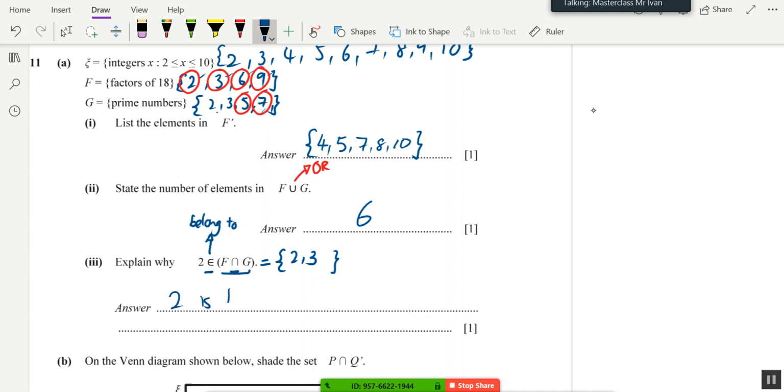2 is both a prime number and a factor of 18. Understand? So if you can think of union as "or" and intersect as "and", it's like probability. Intersect means times. Sorry, intersect means times, union means plus. You can get it already.